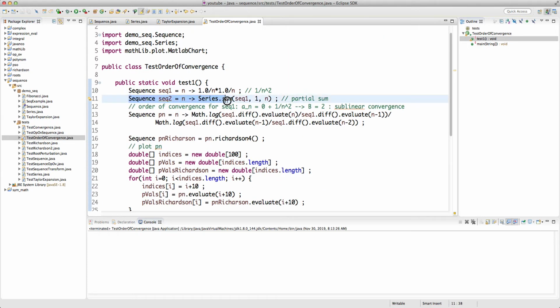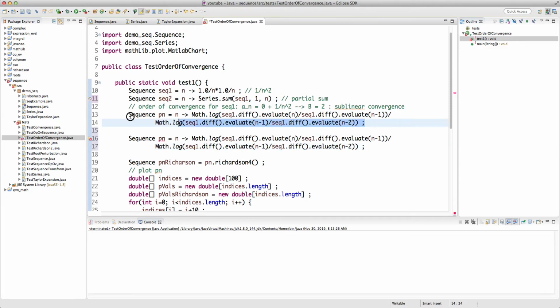Similarly, for this sequence sec2, for the partial sum, I'm going to change it back to sec1 and maybe remove this. Yeah, we cannot do that. What I want is to set sec2 here, and then define the rate of convergence, the order of convergence for that. So here we define it based on sec2.